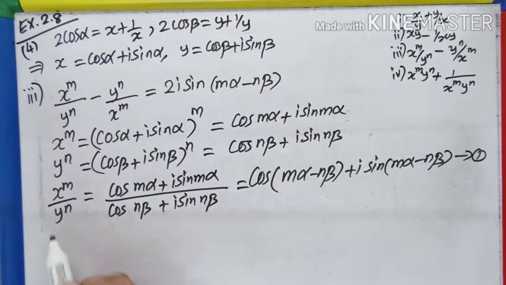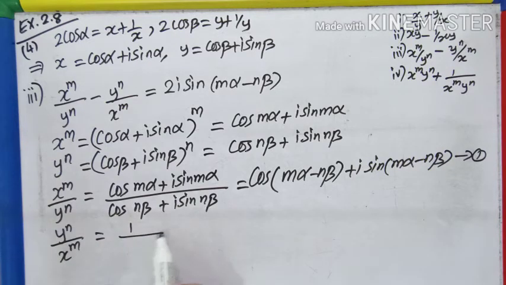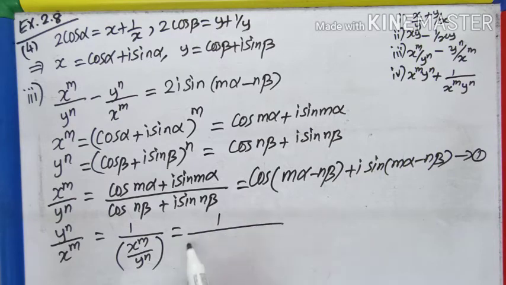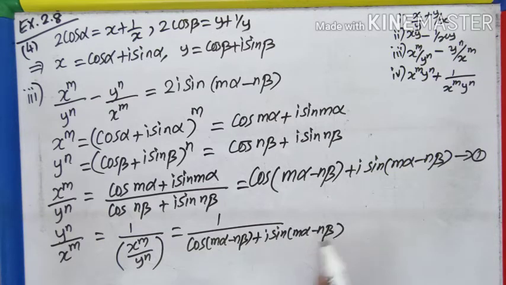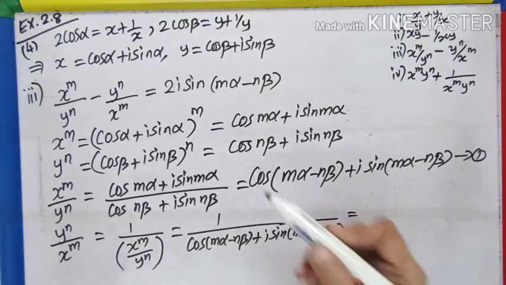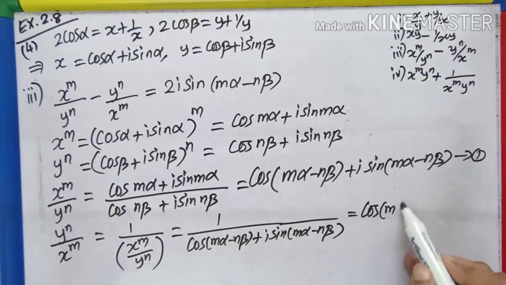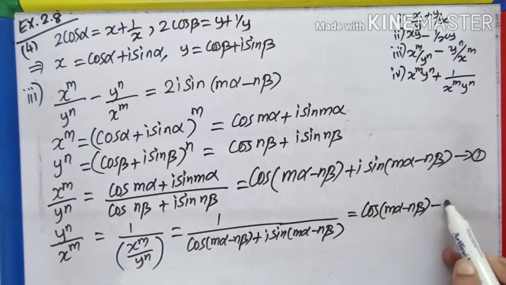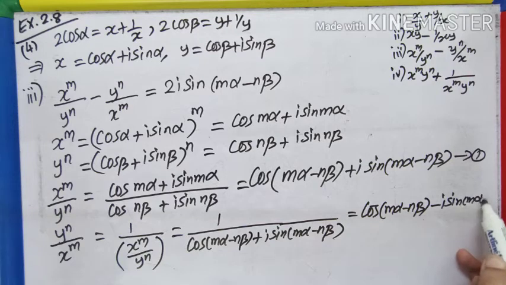Now I need y power n by x power m, just the reciprocal. So it is 1 by x power m by y power n. So 1 by cos m alpha minus n beta plus i sine m alpha minus n beta. That is equal to, the denominator's plus symbol will go to the numerator as minus symbol. m alpha minus n beta minus i sine m alpha minus n beta. Call this as number 2.